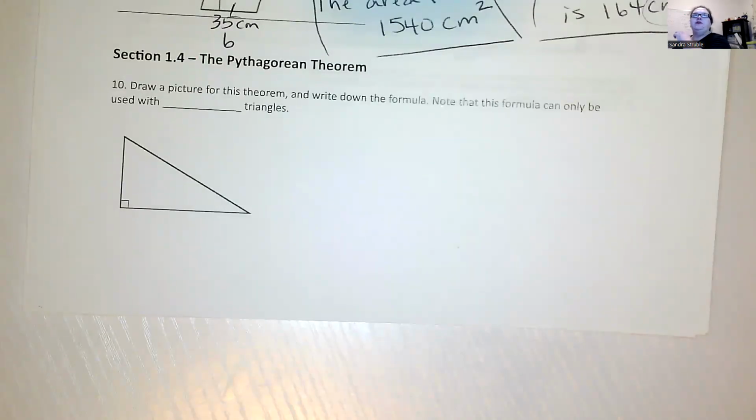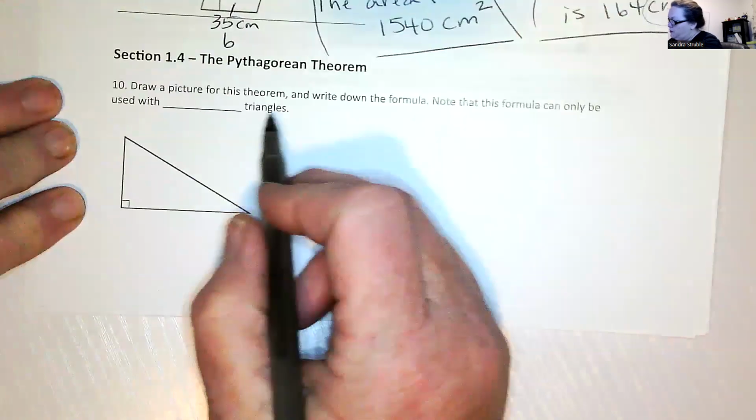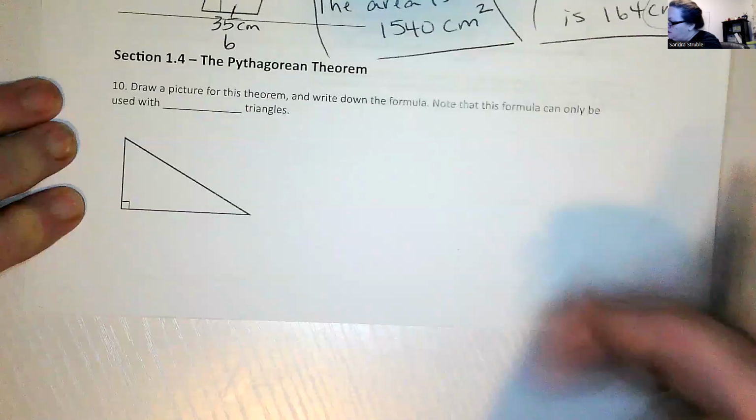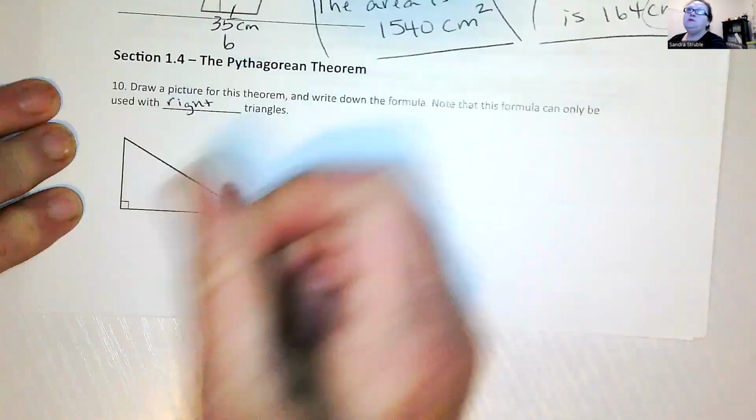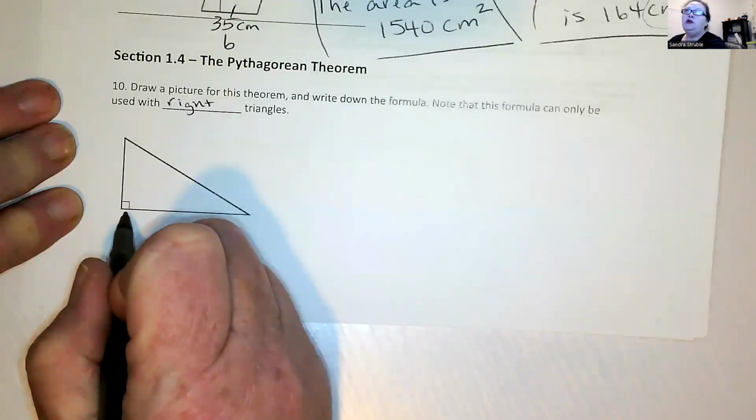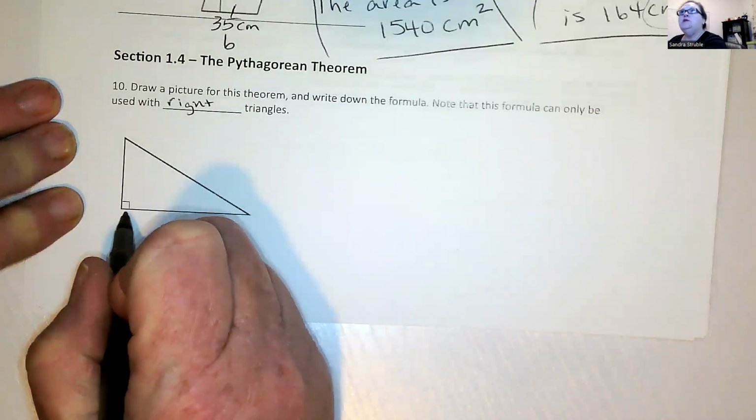Hey, y'all, let's cover the Pythagorean theorem. This is section 1.4. Draw a picture for this theorem and write down the formula. Note that this formula can only be used with right triangles. And right triangles just means that there is a 90-degree angle in one of the angles.